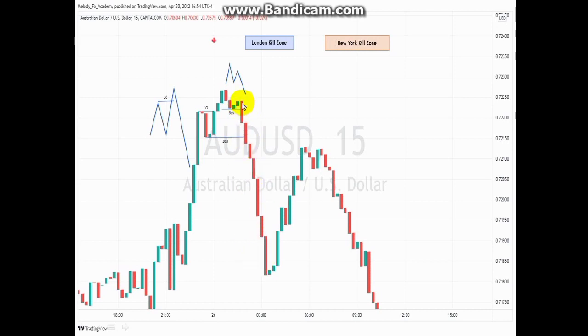So what do we do? We look for our entry between this swing high and this low. In other words, we look for our entry between this high and this low. And this is a huge displacement. So how did I filter it out?